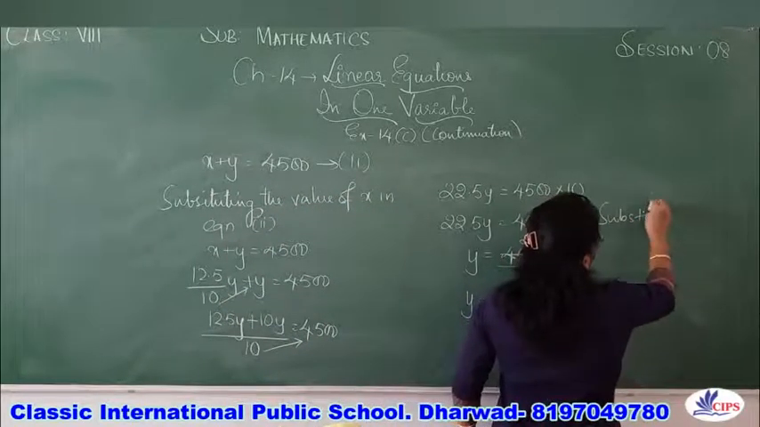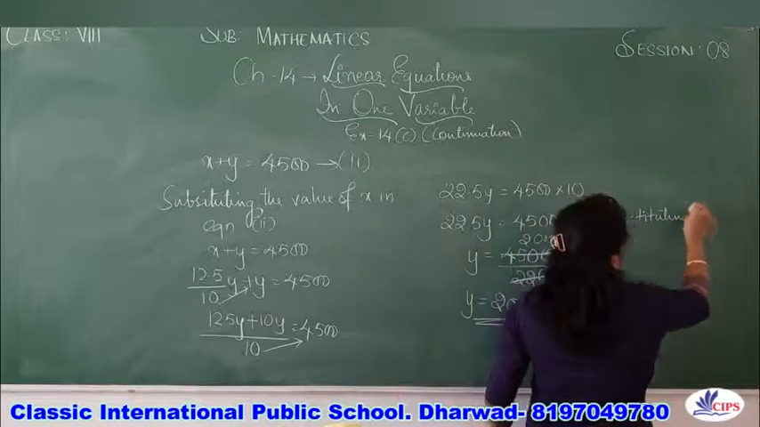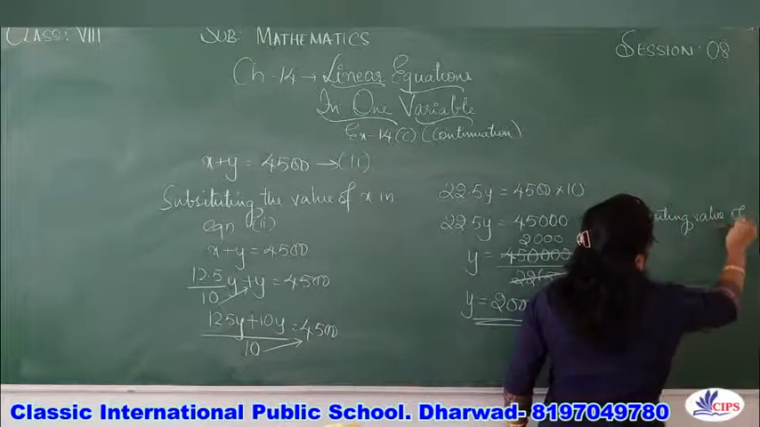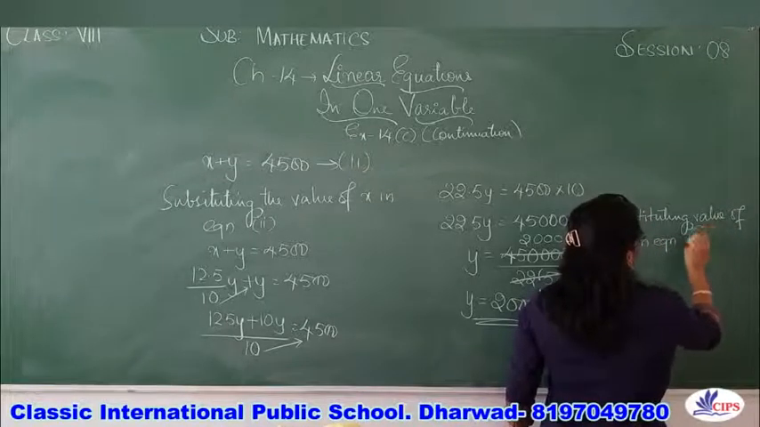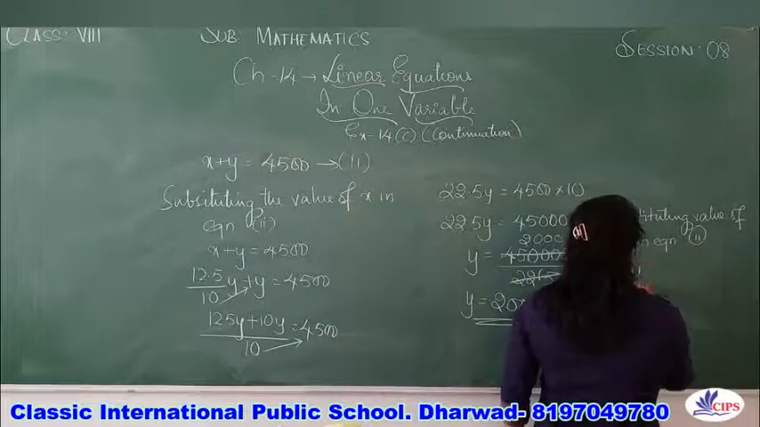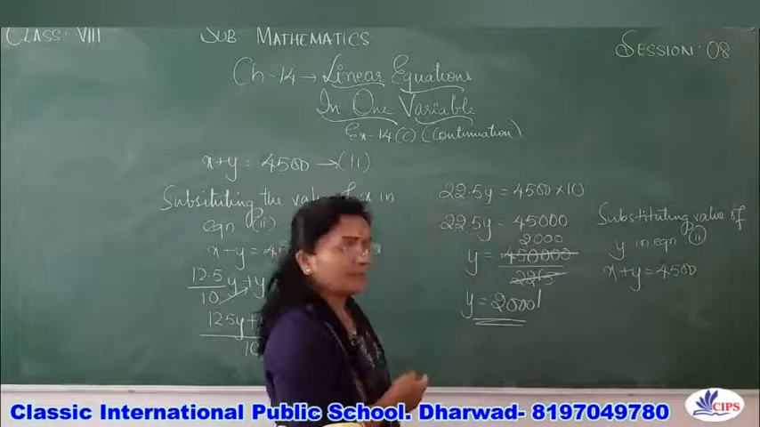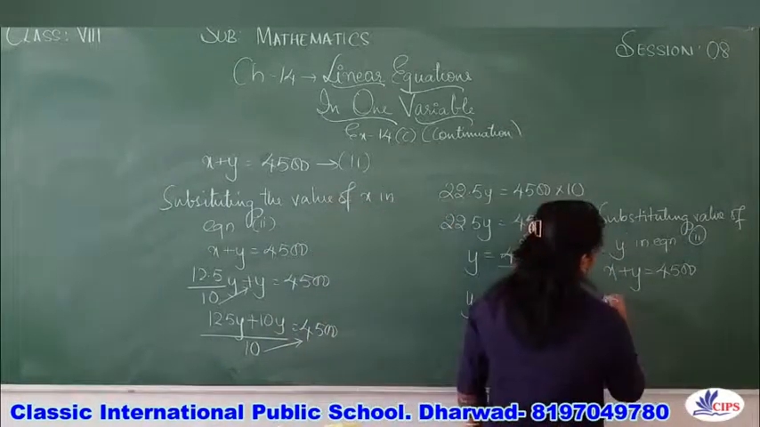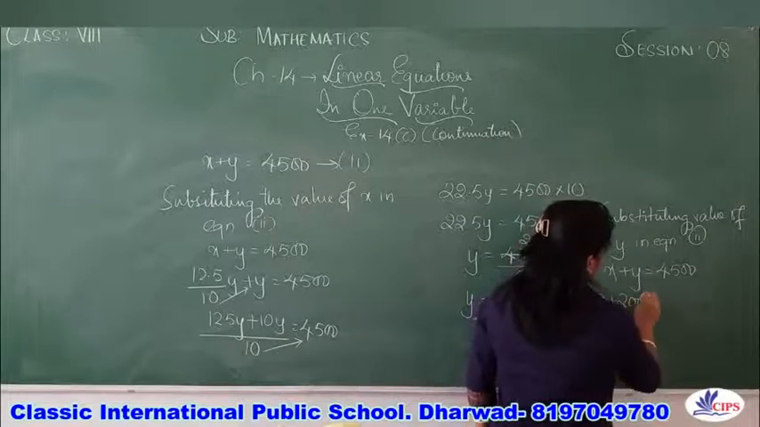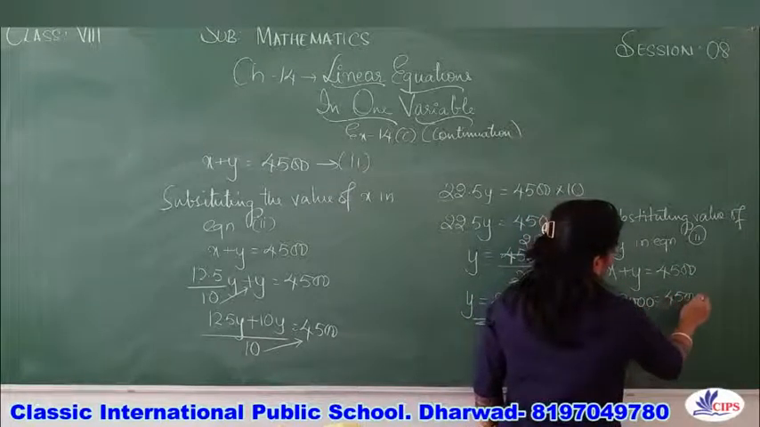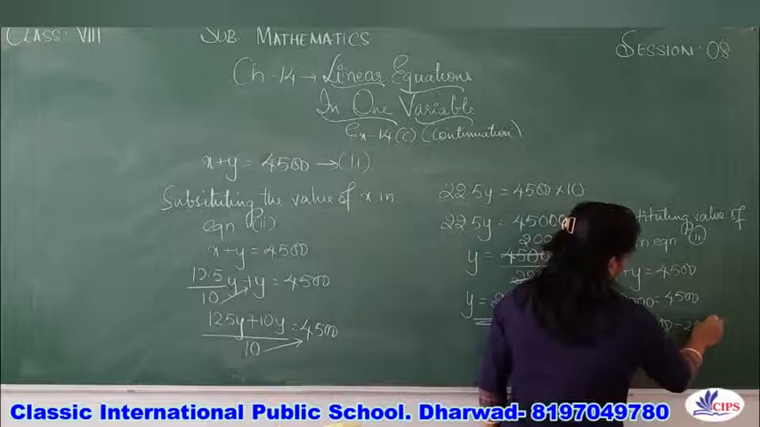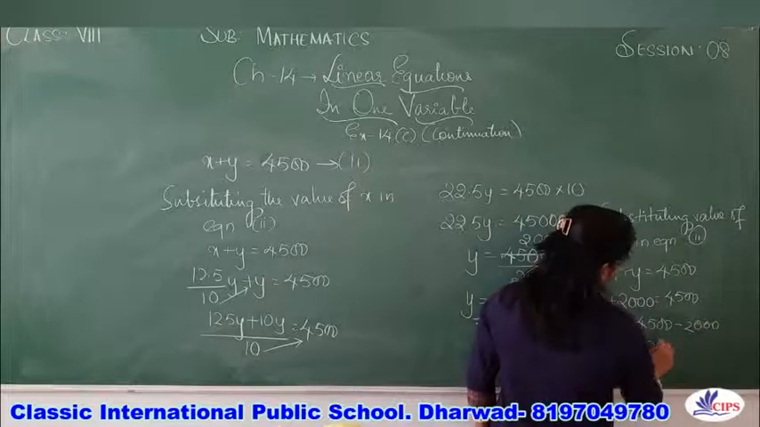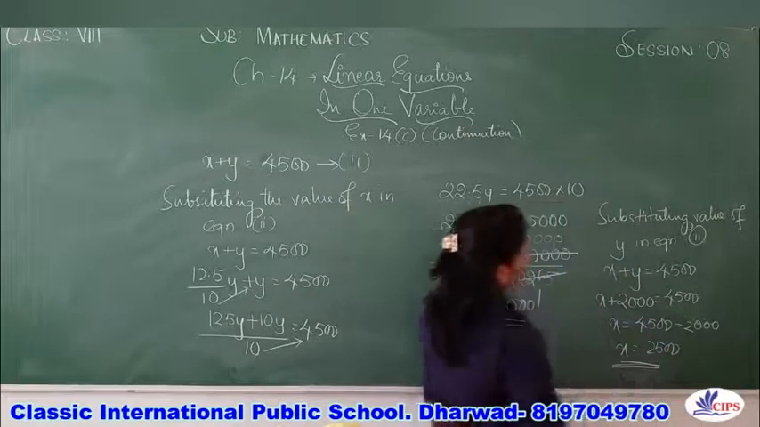So what we can do is, we can substitute the value of y in equation 2 and we can get the value of x. Substituting the value of y in equation 2. So what's equation 2? x plus y is equal to 4500. Now what's the value of y we have got? We have got 2000. So x plus 2000 equals 4500. So x is equal to 4500 minus 2000. Therefore x is equal to 2500. Got it? How to solve?